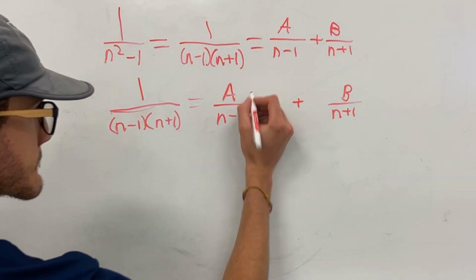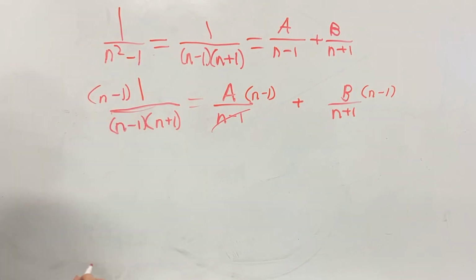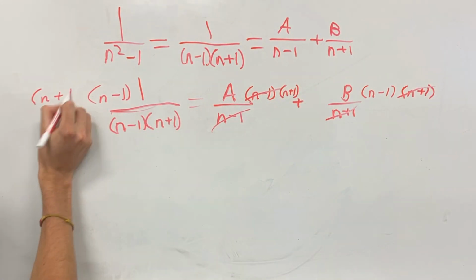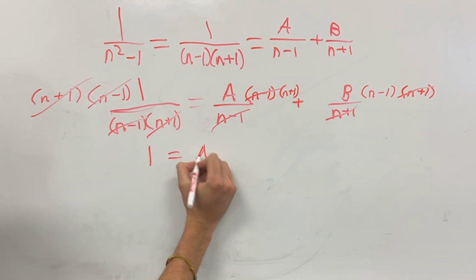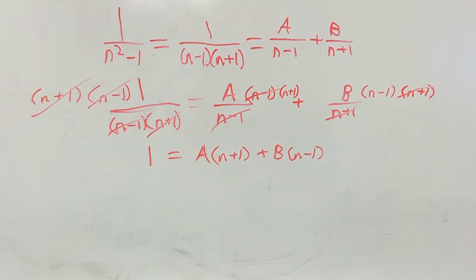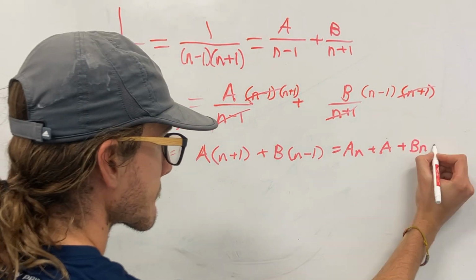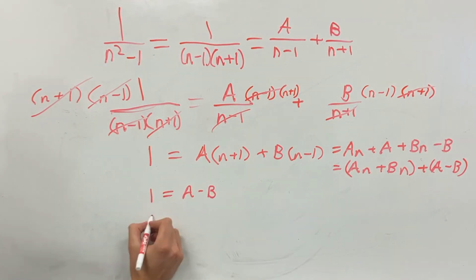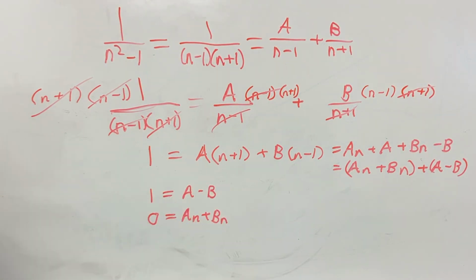To find the unknowns, a and b, get rid of their denominators by multiplying. Now the expression becomes 1 equals a times n plus 1 plus b times n minus 1. Group the n terms and the non-n terms. Notice that the left-hand side doesn't have any n's in it, so the an plus bn must be equal to 0, and the a minus b part must therefore equal 1.